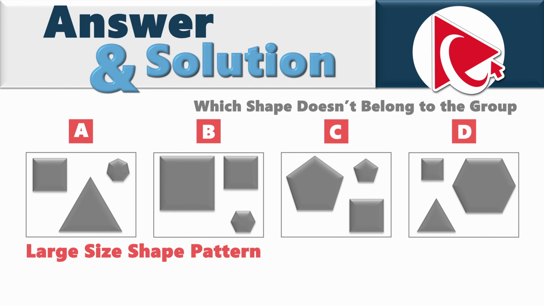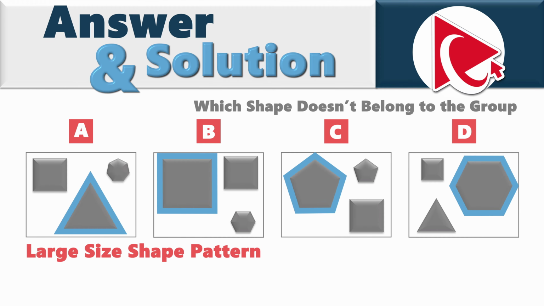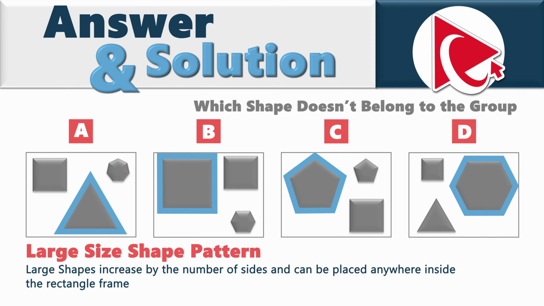Let's start with the pattern for the large size shape. In choice A, the large size shape is a triangle. In choice B, it is a square. Then it's a pentagon and then hexagon. As you can see, for the large size shape, the number of sides increases with each subsequent choice. We start with 3 sides for triangle, 4 sides for the square, 5 sides for the pentagon, and then 6 sides for the hexagon. The location of the large size shape is not important in the rectangle.